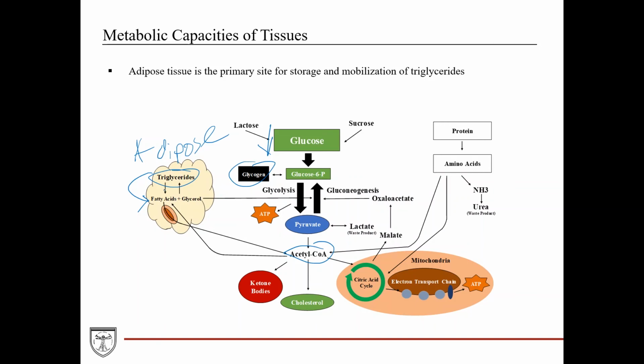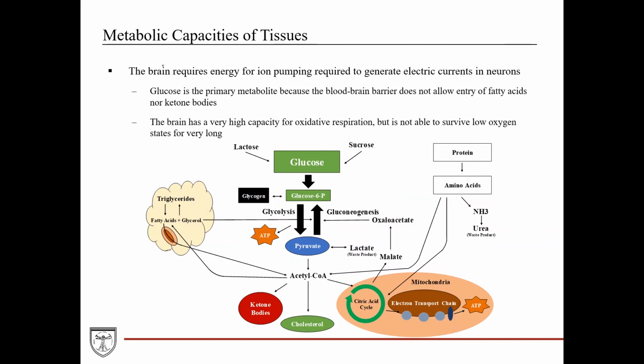And so as a result of that, you break down triglycerides, and the thought is you end up decreasing your adipose tissue content, and then hopefully for that individual, they end up losing weight. So the brain requires a high amount of energy for ion pumping, which is required to generate electric currents in neurons. And that's how the brain functions and how it generates thoughts and memories and other actions. And so glucose is the primary metabolite, mainly because the blood-brain barrier does not allow the entry of fatty acids nor amino acids.